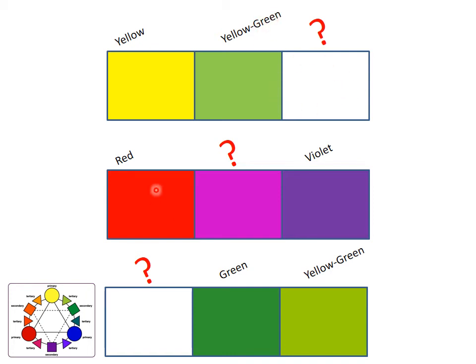In the second example, we have red and violet, red being a primary, violet being the secondary. So in the middle, it would come together to make red-violet. This would be an analogous color scheme.